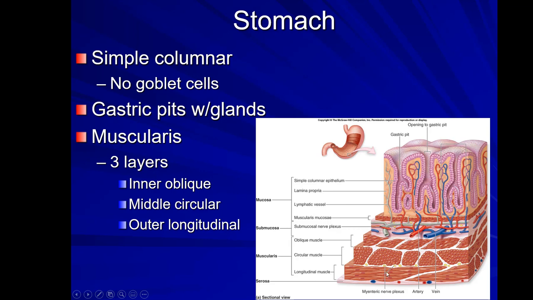The muscularis of the stomach is really unique because, as we said earlier, most sections of the GI tract have 2 layers of smooth muscle in the muscularis. Well, the stomach has 3. So it has an inner layer that is oblique, has fibers running at an angle. Then it has the middle layer that's circular, the outer layer that's longitudinal. So the stomach has this extra little oblique layer that allows it to contract a little bit more than other areas of the GI tract.